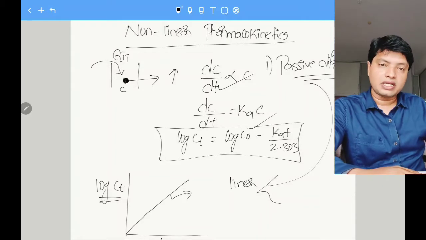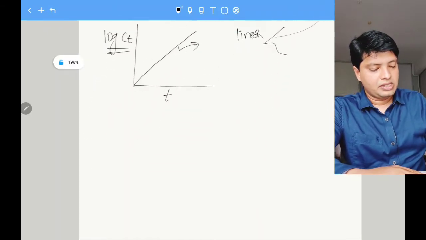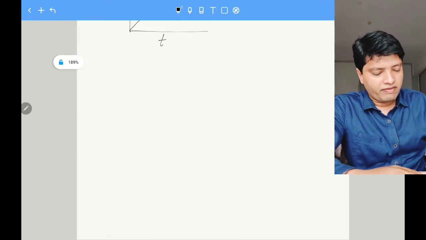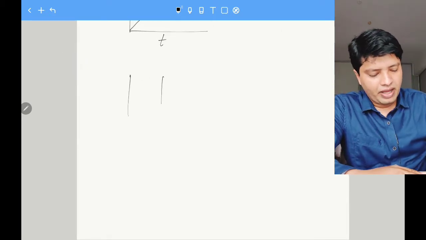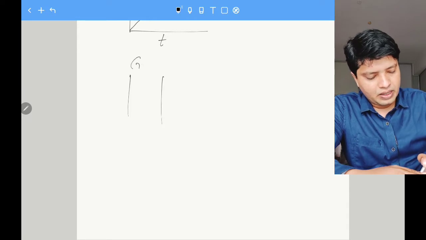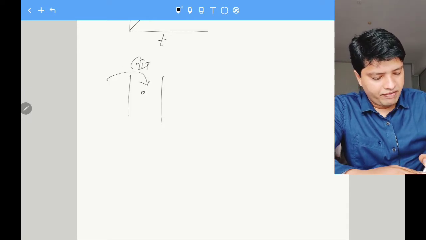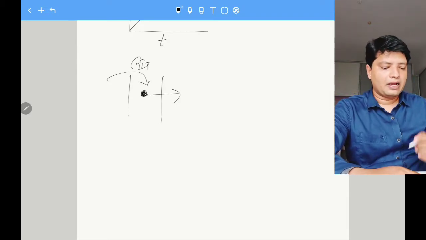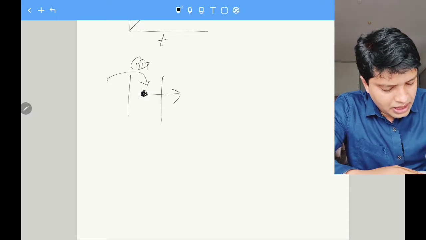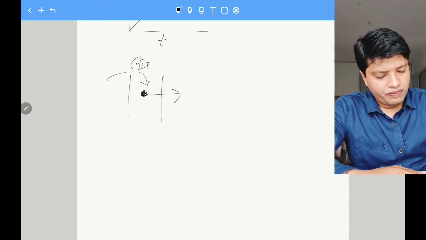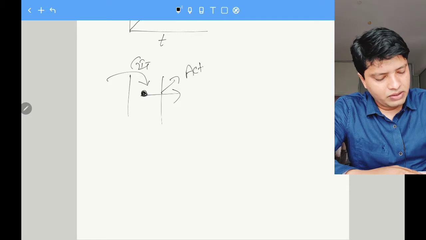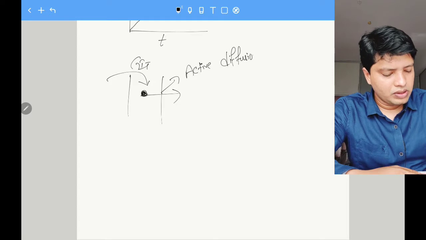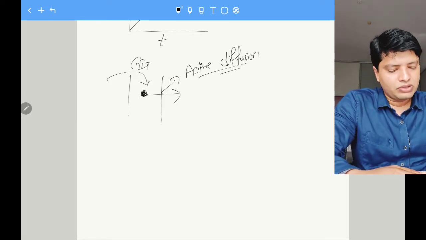Now we will see what happens when the drug is absorbing through active diffusion. I am taking absorption as an example and I am trying to explain what is nonlinear pharmacokinetics. Now again, let us say we have the GIT, okay, you have given a drug, tablet form, the drug is present here. Now it will get absorbed into the plasma. Now during this absorption process, the drug is absorbing through active diffusion. So here the drug is absorbing through active diffusion.